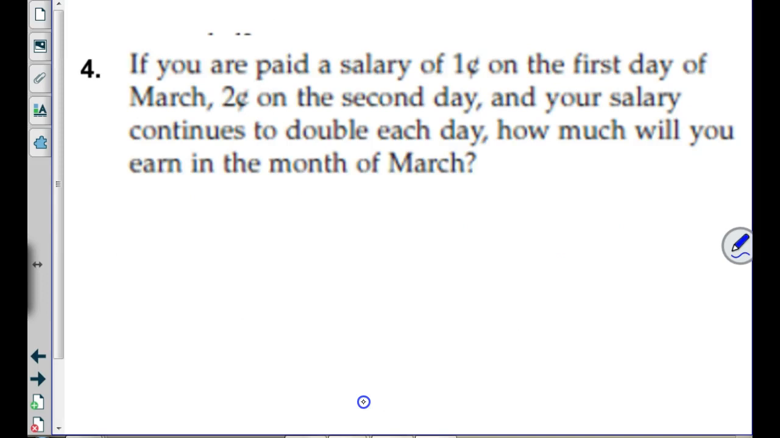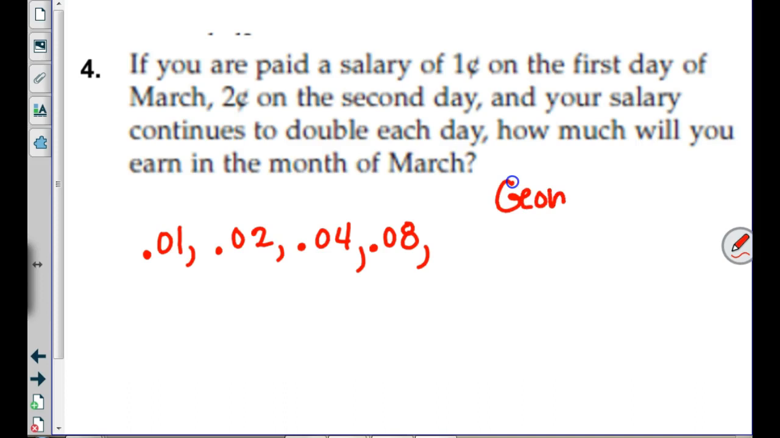All right, number 4. Love this question. If you're paid a penny on the first day of March, 0.01. On the second day, you're paid 2 cents, 0.02. On each day your salary doubles, so the next day you'd get 0.04, 0.08. Okay. First of all, is this arithmetic or geometric? Geometric, where R is 2.